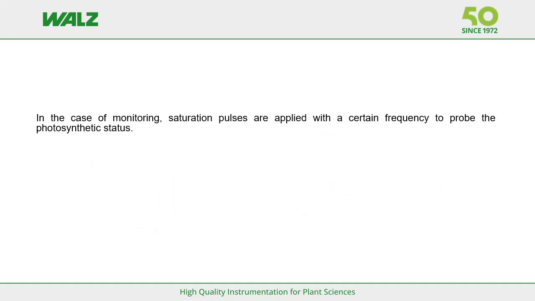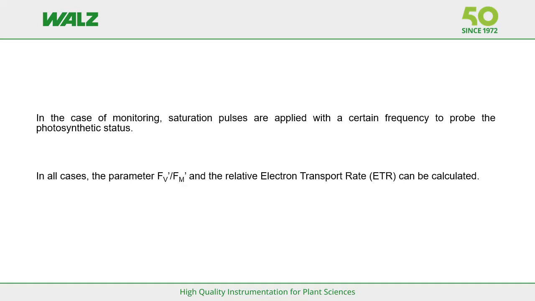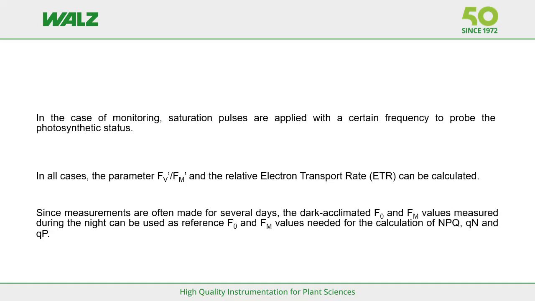Monitoring measurements and field measurements are a completely different ballgame compared to light curves and induction curves that were discussed above. Based on ambient light measurements, it is always possible to determine Y(II) and ETR. If the samples are monitored for several days, the F0 and Fm values measured during the night can be used as reference values for the calculation of photochemical and non-photochemical quenching. Field measurements give information about spatial distribution and heterogeneity of photosynthetic properties, whereas the monitoring of samples in time gives information on the response of the photosynthetic apparatus to environmental factors.